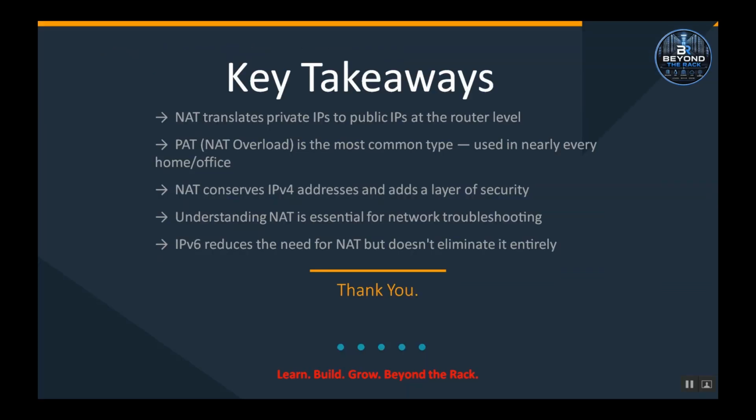So let's see the key takeaways. NAT translates private IPs to public IPs at the layer 3 level. PAT, or NAT overload, is the most common type, used in nearly every home and office environment. NAT conserves IPv4 addresses and adds a layer of security. Understanding NAT is essential for network troubleshooting. IPv6 reduces the need for NAT but doesn't eliminate it entirely.